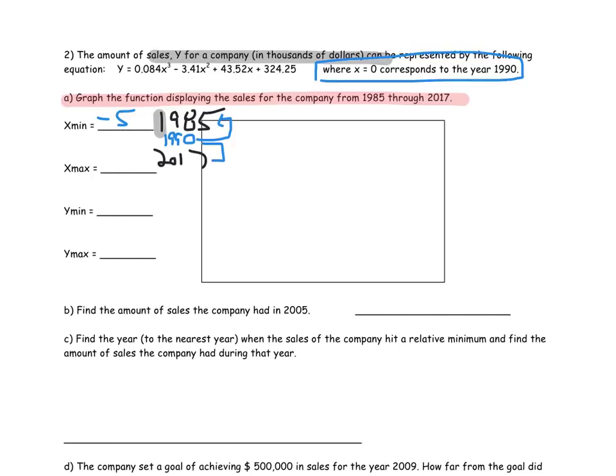Well, from 1990 to 2017, if I subtract those two values, you're going to get 27. So here we need to set our X-max to be 27 to correspond to the year 2017. Now, Y represents the amount of sales, and I don't know how many sales this company has done. So I'm going to enter this equation into the Y equals screen and go to the table and look once again in between -5 and 27 to see what the sales correspond to.